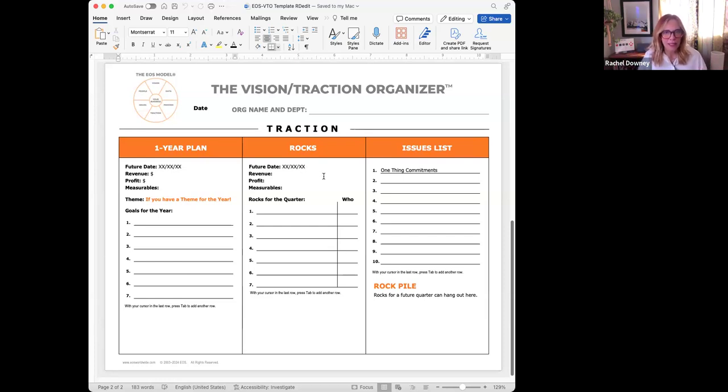Then you have your rocks. So what were the company rocks that you set together in your quarterly session? Share each of those and who is accountable. If you have issues, you're certainly welcome to talk about big issues or ideas that are on the table. But if you choose to skip that, that is fine as well.